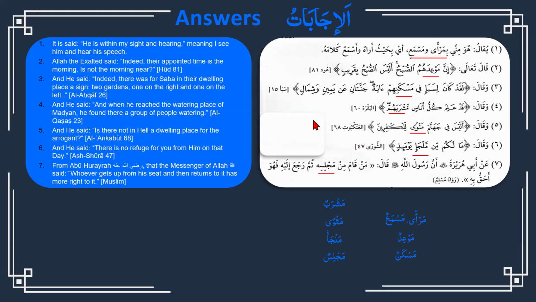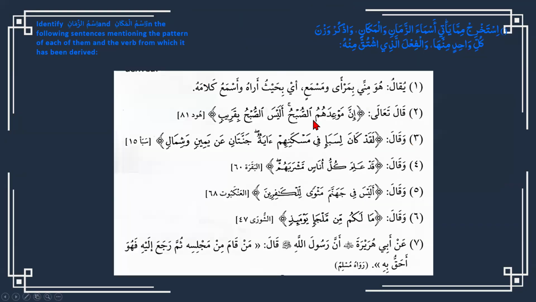Okay. So the next one is for Sister Naila. Number 4. Waqala, and he said, Qad alima kullu unasim mashrabahum. Qad is indeed. Alima is like to know, but it's talking about the kullu unasim, like all the people. So all the people knew mashrabahum, the place of drinking. So indeed, all the people knew their place of drinking.